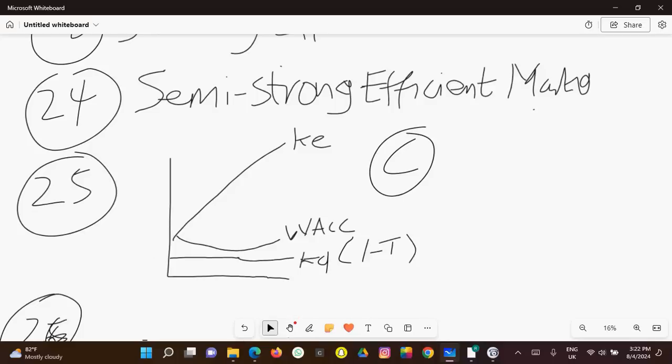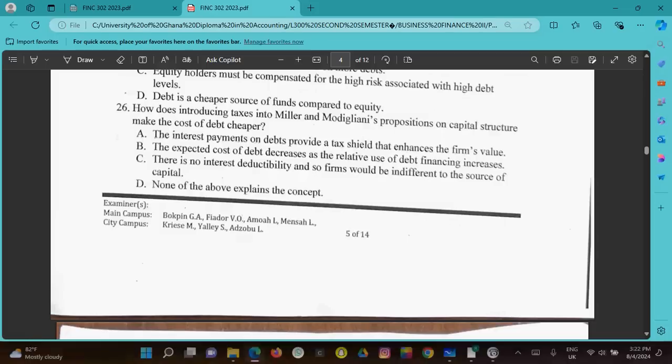I'll just say the answer and then move on. Question 26: how does introducing tax in Modigliani and Miller proposition on capital structure make the cost of debt cheaper? The answer here is that the interest payments on debt provide a tax shield that enhances the firm's value, right? So number 26 is A.